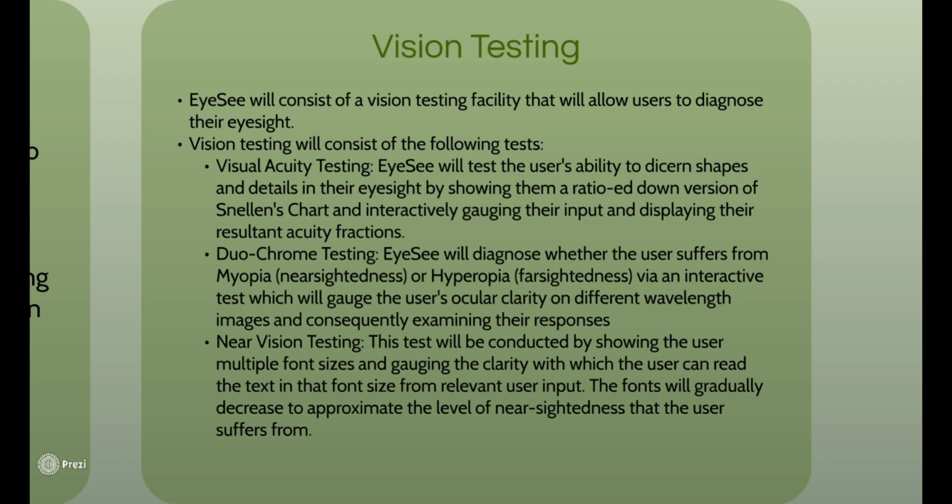Second one is the duochrome test. It diagnoses whether the user is suffering from myopia, which is nearsightedness, or hyperopia, which is farsightedness, via an interactive test which will gauge the user's ocular clarity on different wavelength images and consequently examining their responses. Last one is the near vision test.